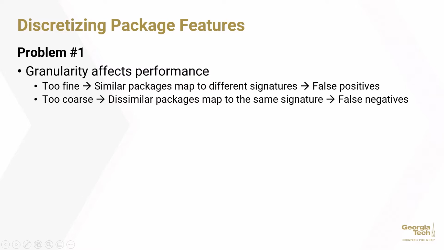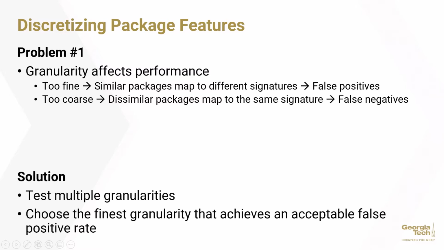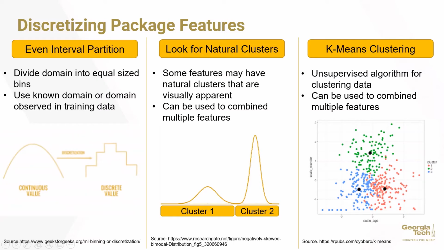The solution this paper uses is to split the training data into a training set and a validation set. The validation set is used to test multiple granularities, and then you can choose the finest granularity that achieves an acceptable false positive rate. In terms of what that granularity means, if you're doing an even interval partition, that's the number of intervals, or if you're doing some sort of clustering, it would be the number of clusters.